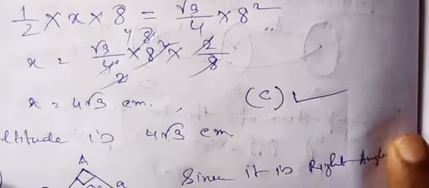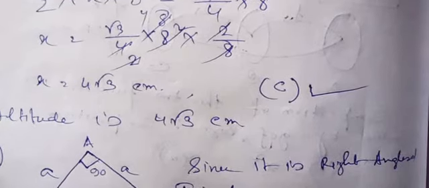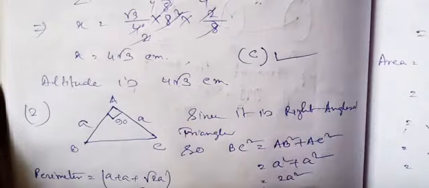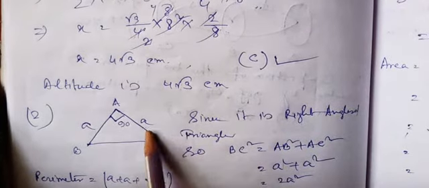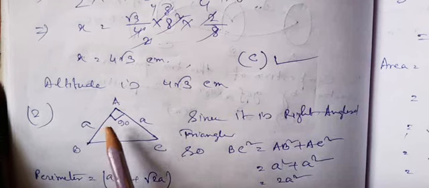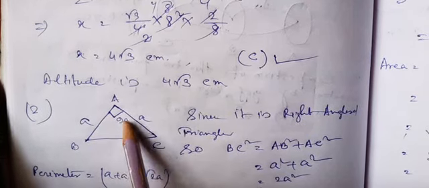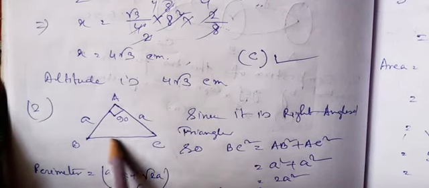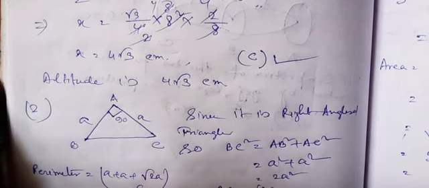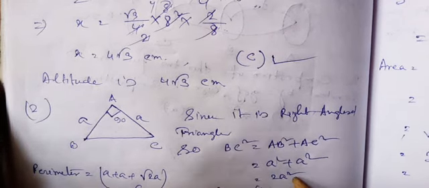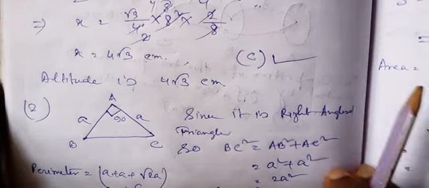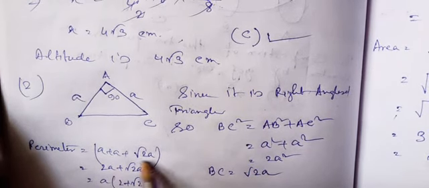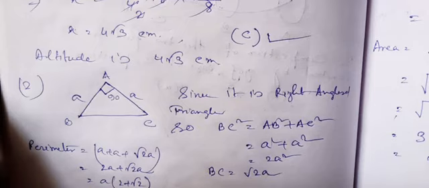And similarly here, question number 2. An isosceles triangle is given. Each of the two equal sides we take as a. Now we have to find BC. BC square is equal to 2a square, so BC is equal to root 2 a. So what is the perimeter? Perimeter is a plus a plus root 2 a, that is a into 2 plus root 2.